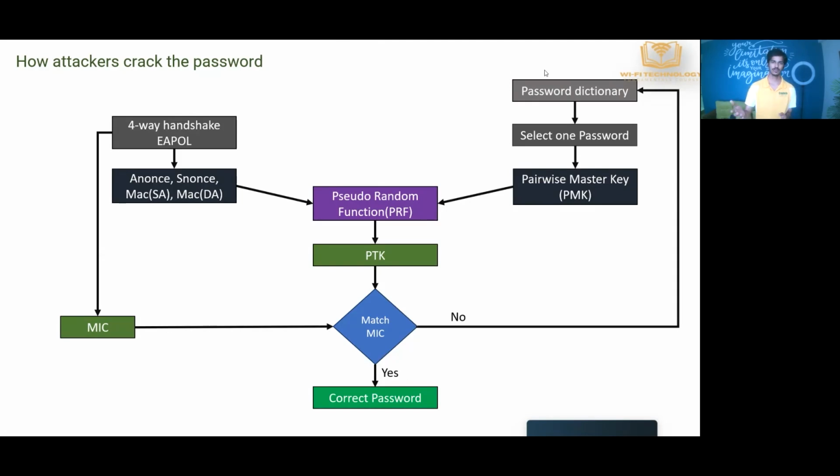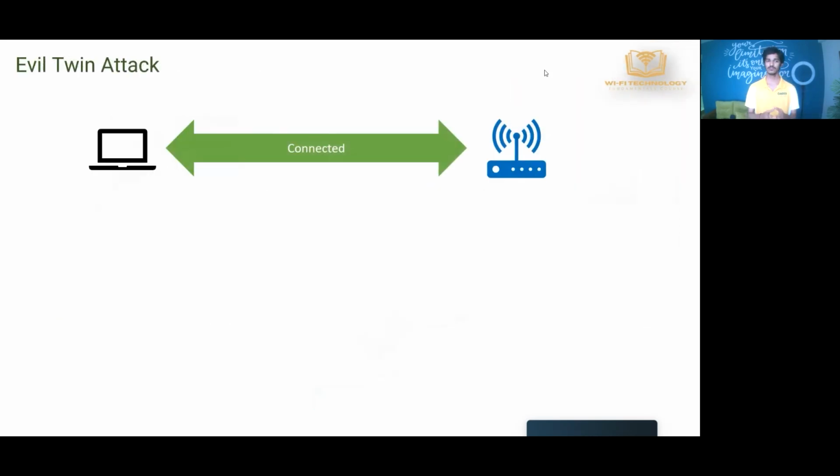They will run the password dictionary in a loop, and for every iteration they will check whether the password matches or not. The password dictionary might be very long, with tens of millions of passwords or even more. As your password dictionary gets bigger, you need more computational power and resources to crack the password. That is where attackers become very clever and come up with techniques like evil twin attacks. In evil twin attacks, initially our client device is connected to the access point.